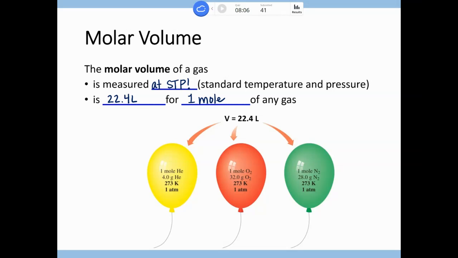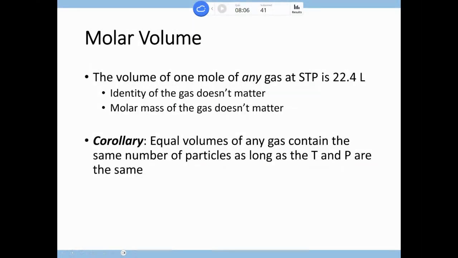So it doesn't matter what type of gas you have, as long as you have 1 mole of that gas at standard temperature and standard pressure, its volume is 22.4 liters. This next slide states all of that. So the volume of 1 mole of any gas at STP is 22.4 liters. It doesn't matter the identity of the gas, so it doesn't matter if you have helium, oxygen, nitrogen, argon, any gas. The molar mass of the gas also doesn't matter.